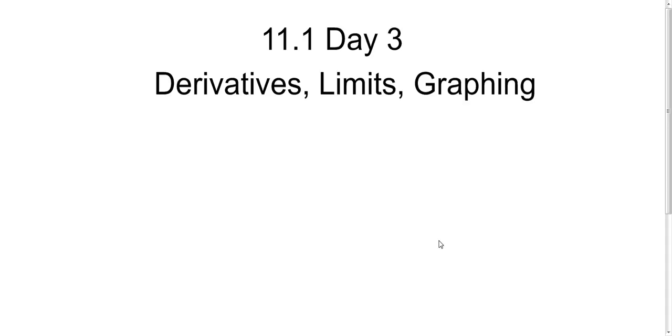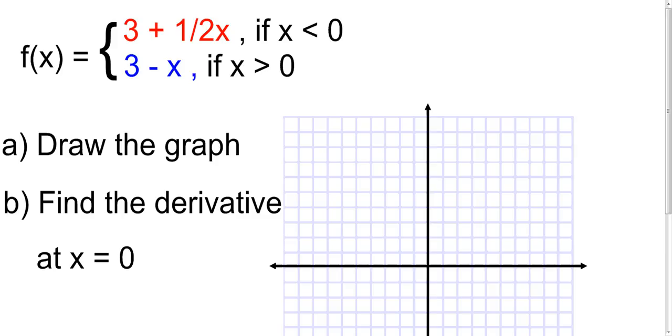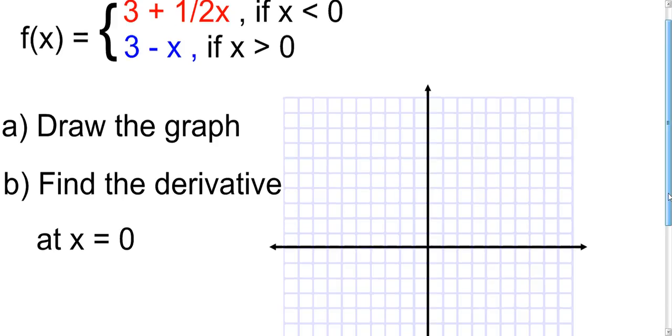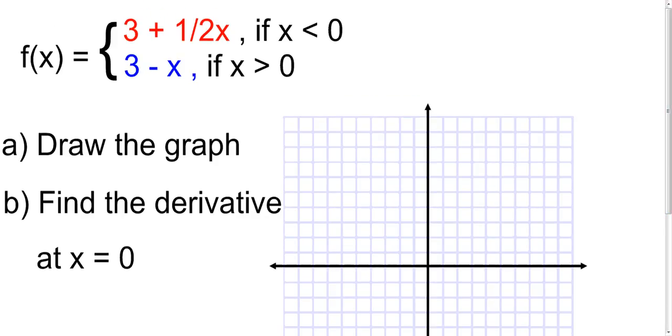All right, we are going to look at some weird cases where sometimes the derivatives don't exist and how that is related to the graph and finding its limits and all that good stuff. So what we're first of all going to do is create a piecewise graph right here.